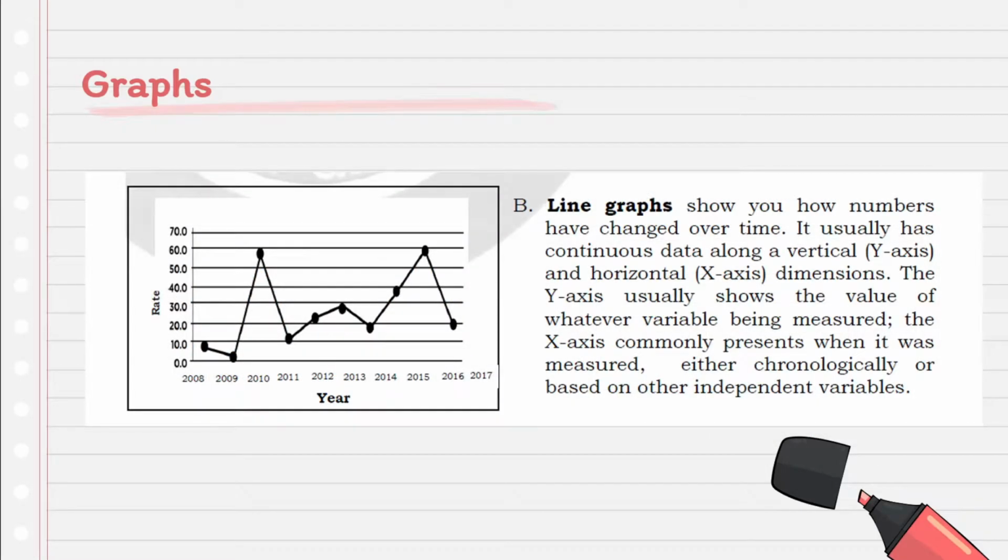B, line graphs show you how numbers have changed over time. It usually has continuous data along a vertical or the y-axis and horizontal or the x-axis dimensions. The y-axis usually shows the value of whatever variable being measured. The x-axis commonly presents when it was measured, either chronologically or based on the other independent variables.